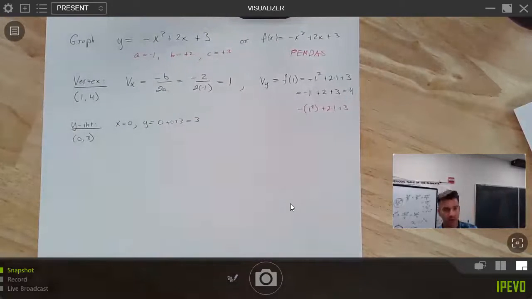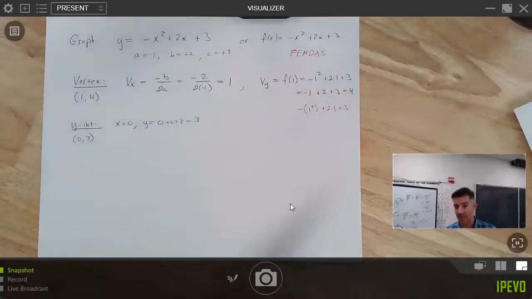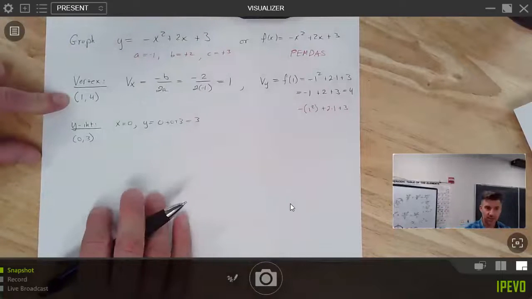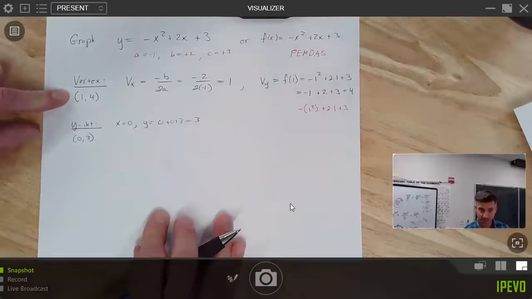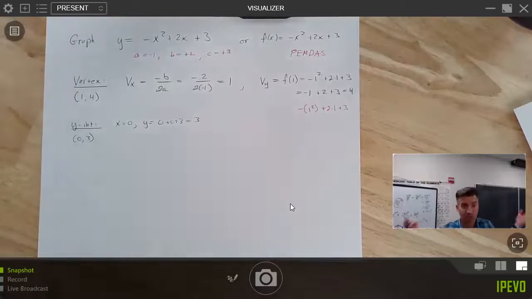There are 2 convenient ways to see which way this parabola opens. The easiest way is just to look at the a value. If a is positive, it opens upwards. If a is negative, it opens downwards. This one definitely opens downwards. You can also see here that the vertex can't be the lowest point because there's a point lower than it. So the vertex has to be the highest point. It's one or the other.